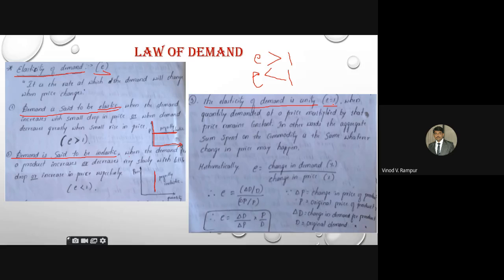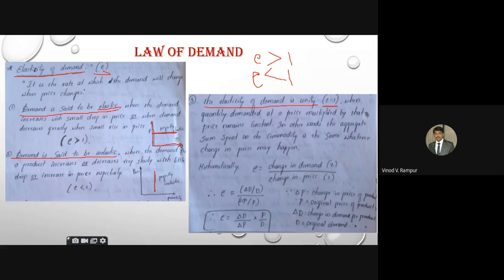When we say there is no, I told you about the equilibrium point in a previous slide, where the supply and demand are meeting or intersecting in one point. Now demand is said to be unity, that is E is equal to 1, when the quantity demanded at the price multiplied by that price remains constant. In other words, E is equal to change in the demand divided by change in the price.